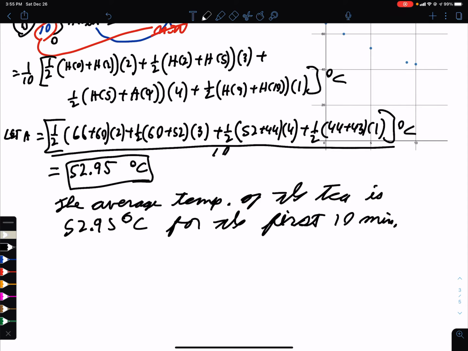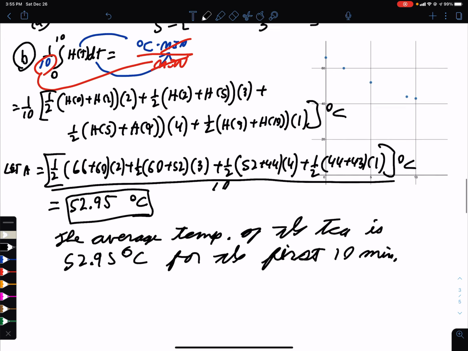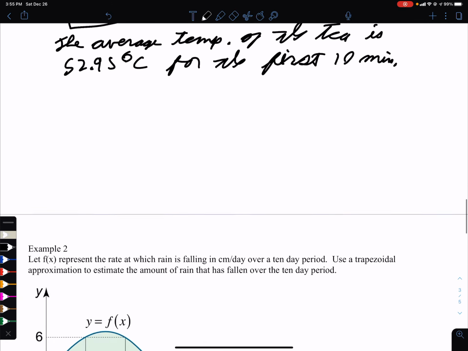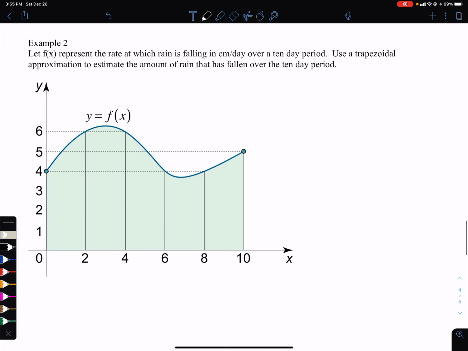And that would be the answer to that question. Let's keep going. We have 2 more examples. So that's from a table, and that's a very common way that it will appear, often on FRQs and on multiple choice. So here's another way.